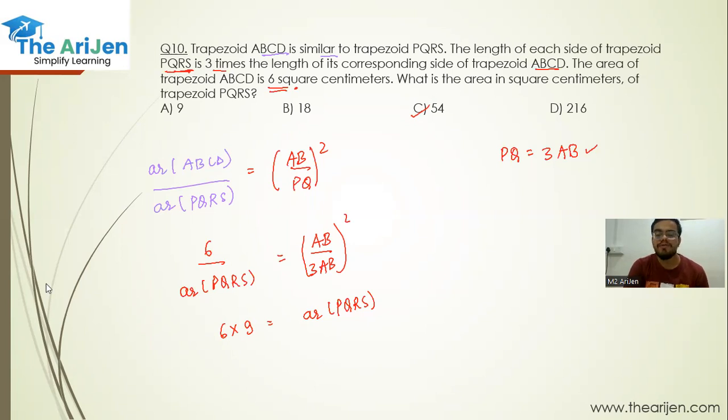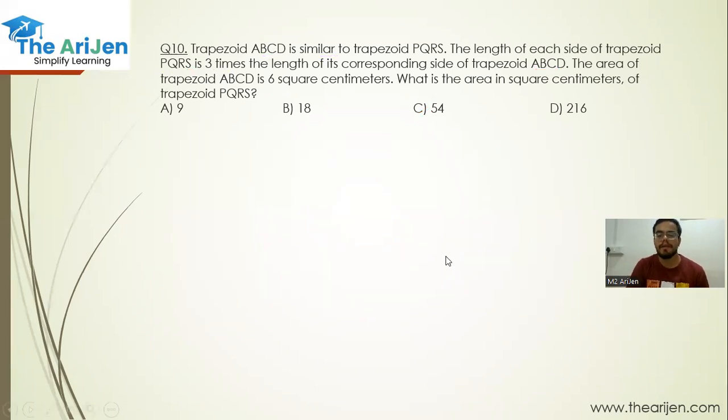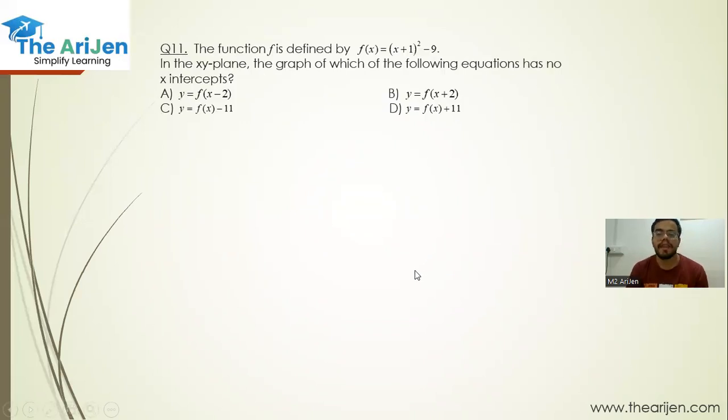So let's now move to the next question. Now, here we have a function f, where f of x is (x plus 1) whole square minus 9. In the xy plane, the graph of which of the equations has no x-intercept? So there are several changes being suggested to the graph, and we have to tell which of the following would not be touching the x-axis.